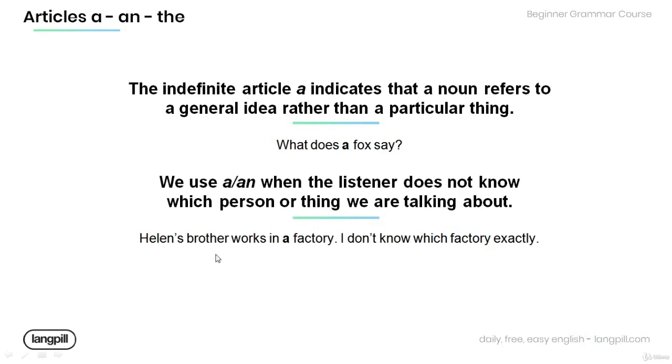Have a look at the following example. Helen's brother works in a factory. I don't know which factory exactly. A defines the noun factory. The factory is unknown.